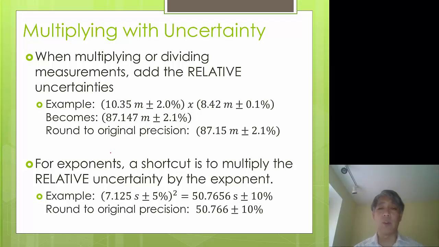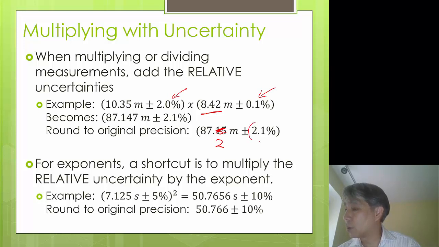Okay, when I'm doing a multiplication, I have to work with the relative uncertainties. So in this case, 10.35 plus or minus 2% times 8.42 plus or minus 0.1% becomes 87.147 meters plus or minus 2.1%. Okay, and I have to pay attention to significant digits. So really 87.147, this is wrong. It should really be 87.2. Okay, it should have 3 significant digits, as does this. And notice my relative uncertainty got added. 2 plus 0.1 becomes 2.1%.